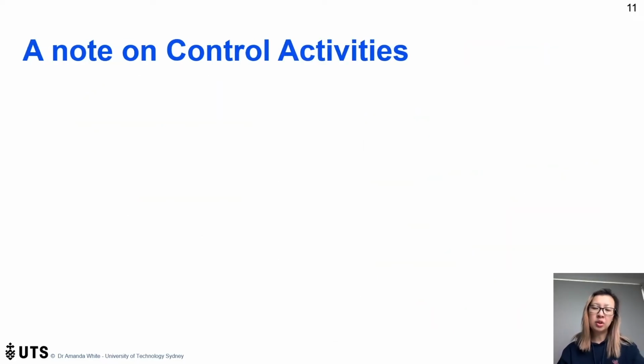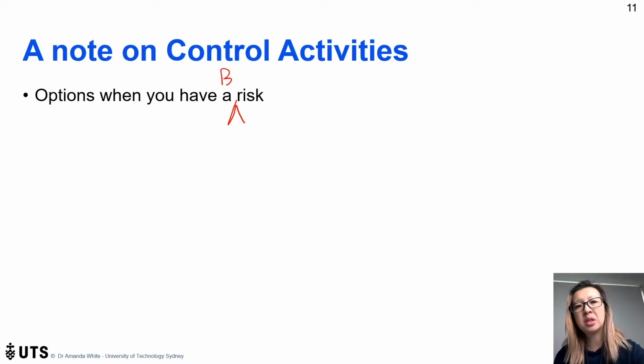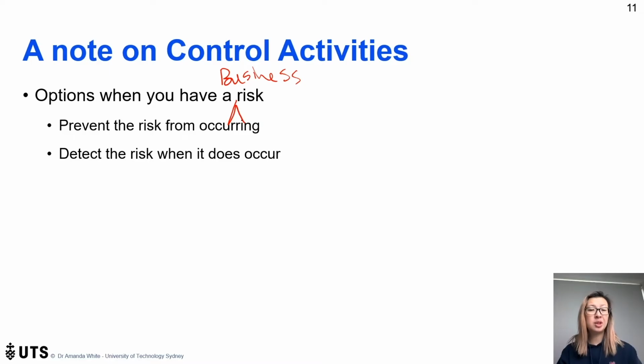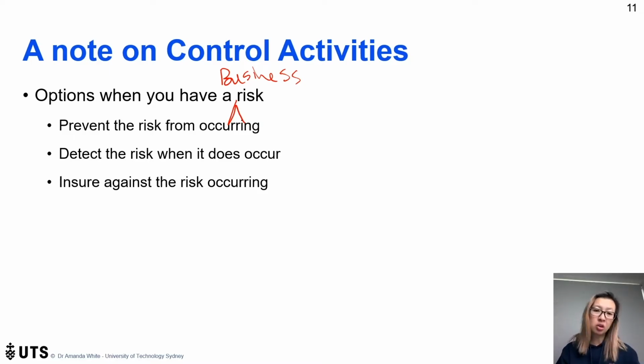So a note on control activities. When a business does have a risk, and these are business risks, not audit risks here, you've got 4 different options. Number 1, you could prevent the risk from occurring. Number 2, you could detect the risk when it does occur. Number 3, you could insure against the risk occurring. Or number 4, you could avoid the risk.